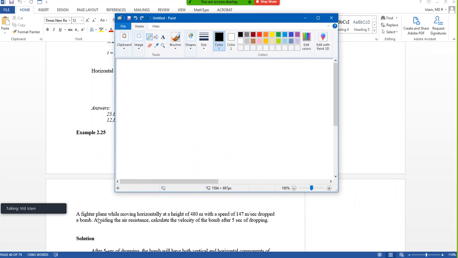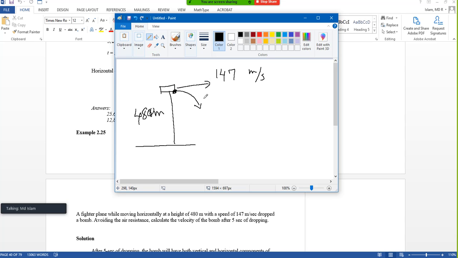This example: a fighter plane while moving horizontally, a similar problem, at a height of 480 meters. That means very close to the ground. Was only 480 meter. Here it's small, and with a speed of 147. So its speed is 147 meter per second. Slowly dropped a bomb. Again bomb.